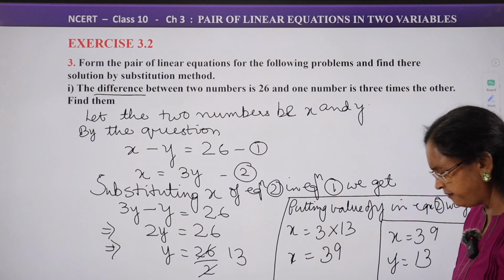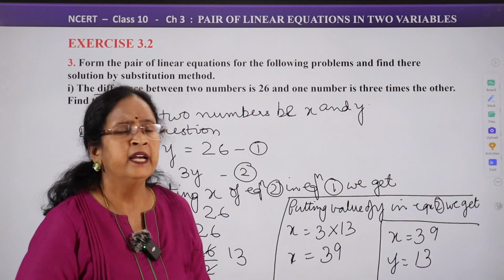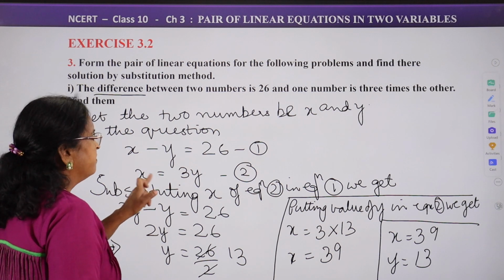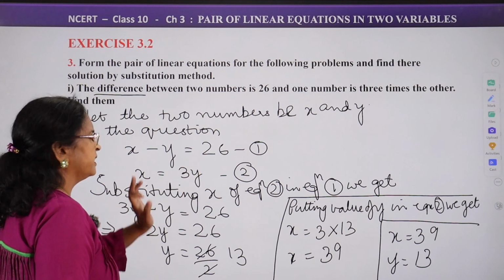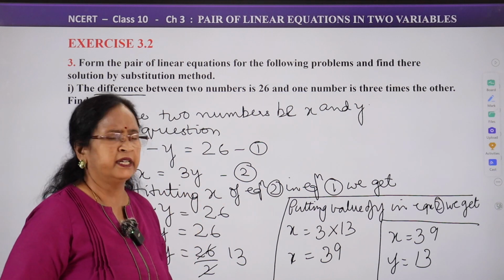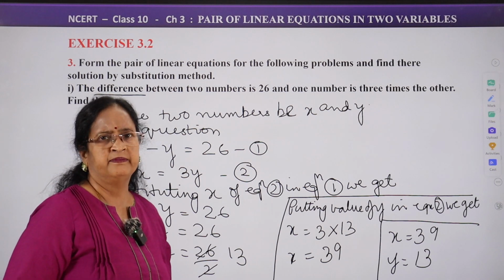And if you want to check the answer, you can check orally. x is 39, y is 13, 13 threes are 39. So 39 is equal to 39. That means our answers are correct.